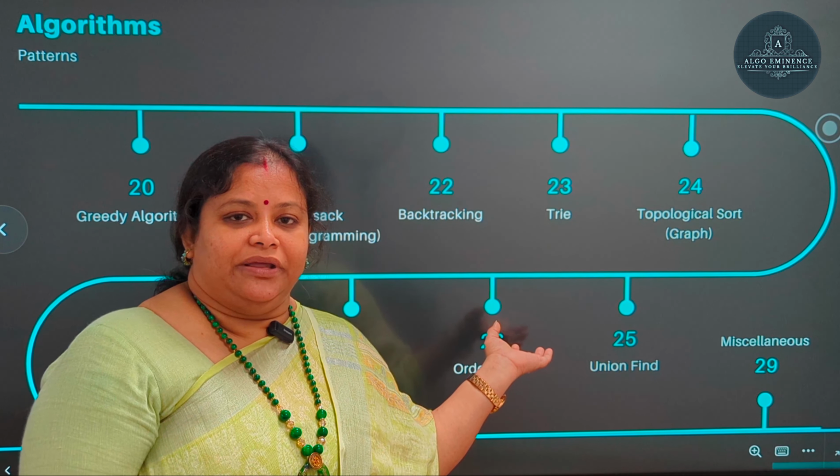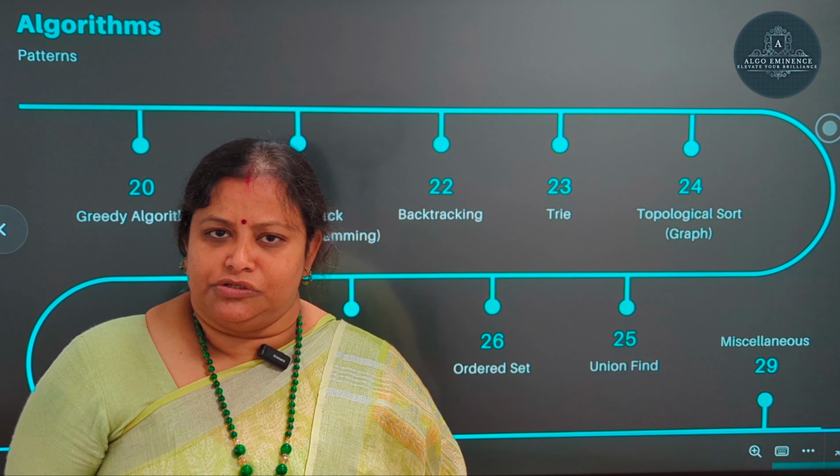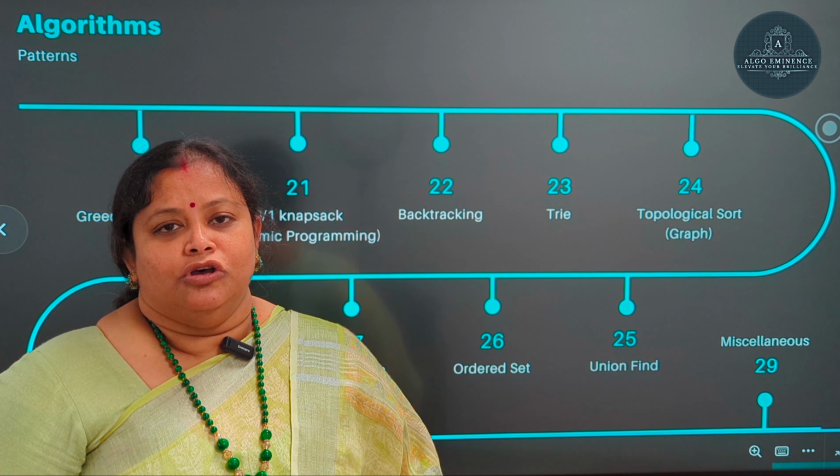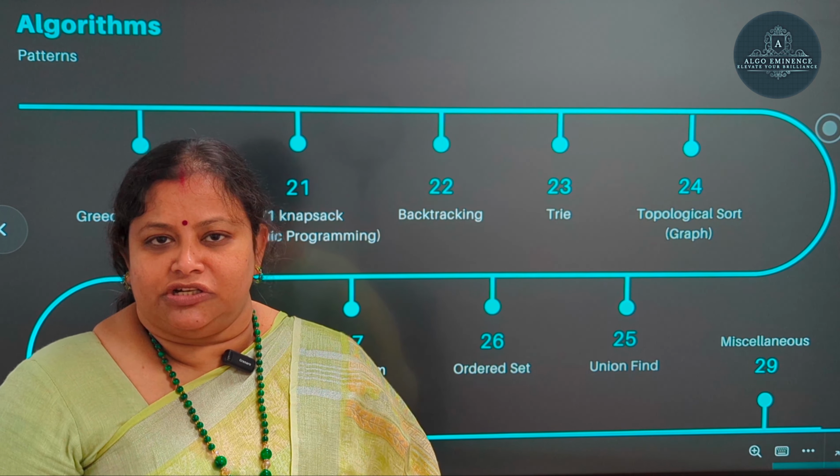Apart from these 28 patterns, we have some miscellaneous questions also which are very important. I will be dealing with some string algorithms also, so that you can go for pattern recognition type of questions.